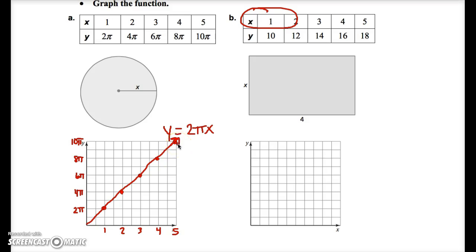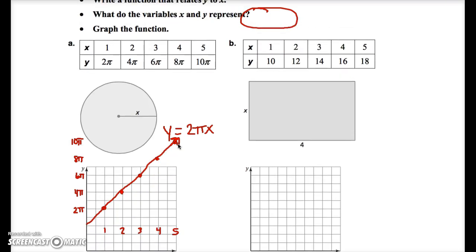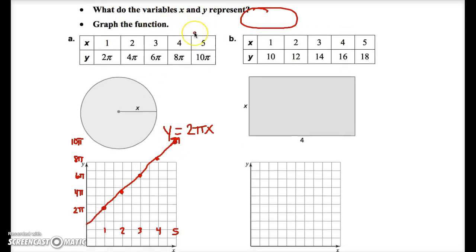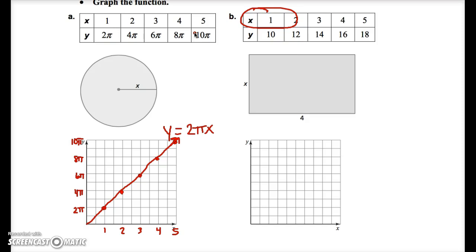Okay, and then up in the problem, if I scroll back up a little bit, it asked, what do the variables x and y represent? Well, in this specific equation, we've got a circle here. The x is the radius. That you should have been able to pick out from the picture. Remember, your radius is the distance from the center out to the edge. And then in this case, y is going to be the circumference. And that's the distance around the circle.